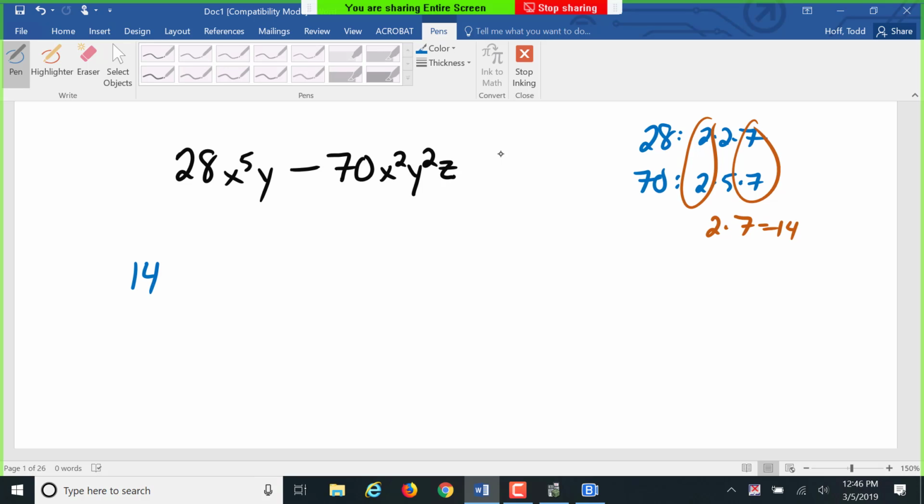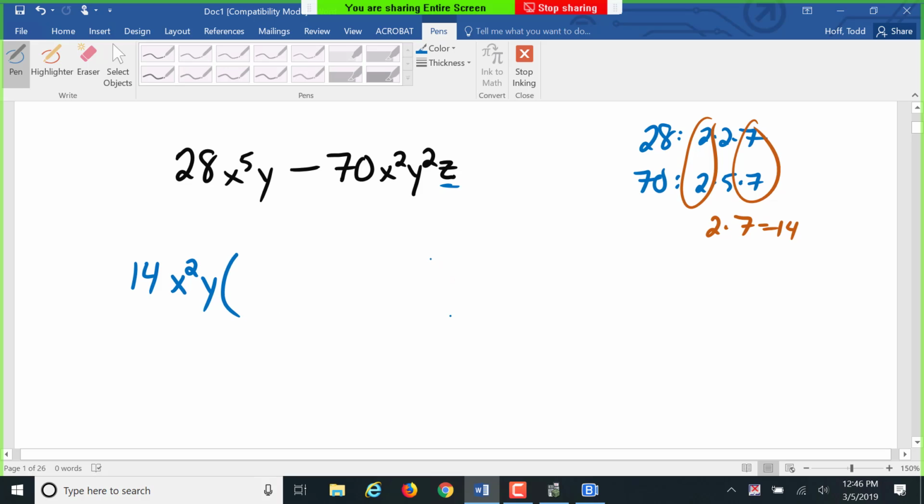How about for x? What power of x? X squared. How about y? Just y. And then z isn't part of it. Z only appears here. There's no z here. So I can think of this as being z to the 0, or just 1. So it doesn't have to appear. So z will not be in our greatest common factor.